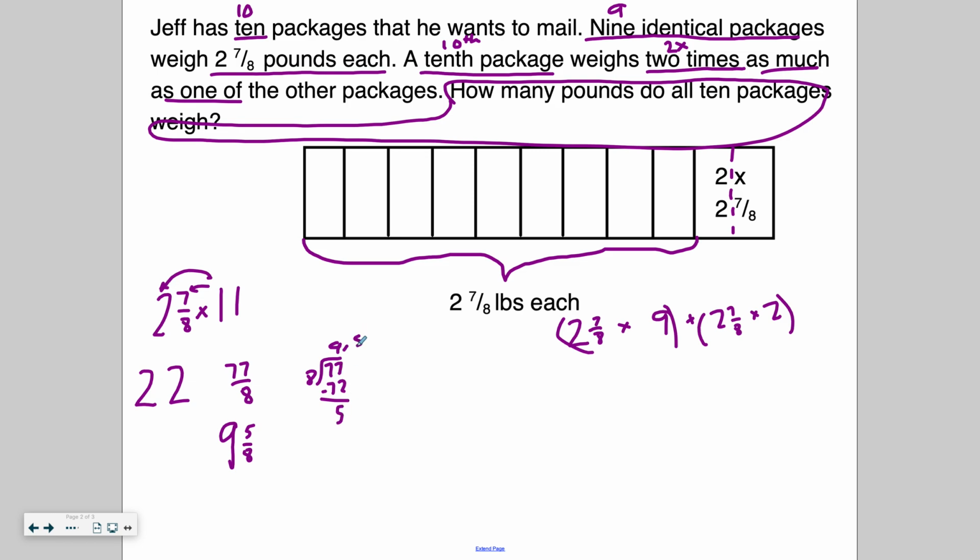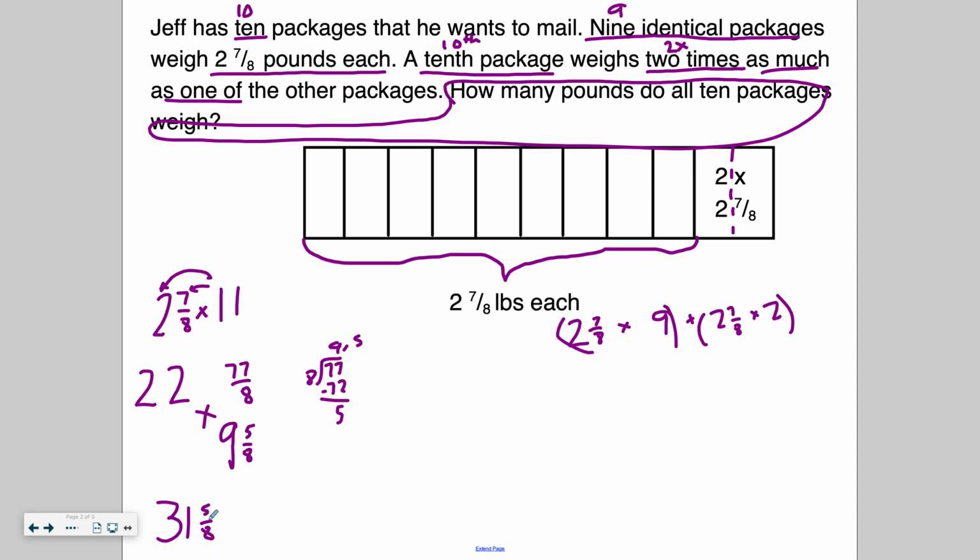9 remainder 5. And if you remember from our previous videos, the quotient is the whole number, and the remainder is the numerator. So to get my final answer, I'm just going to add this whole number plus my mixed number. 22 plus 9 is 31, and I keep my fraction.